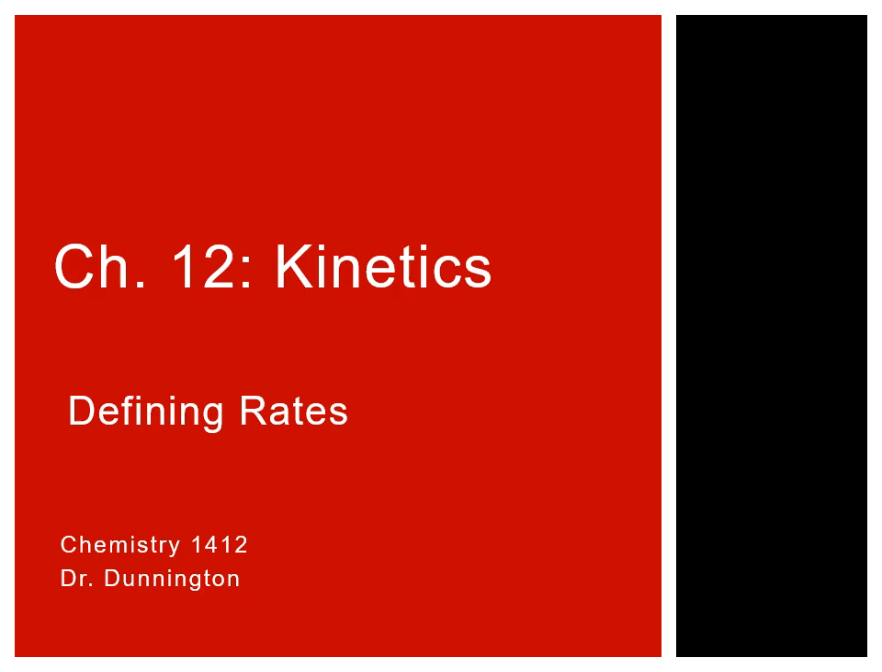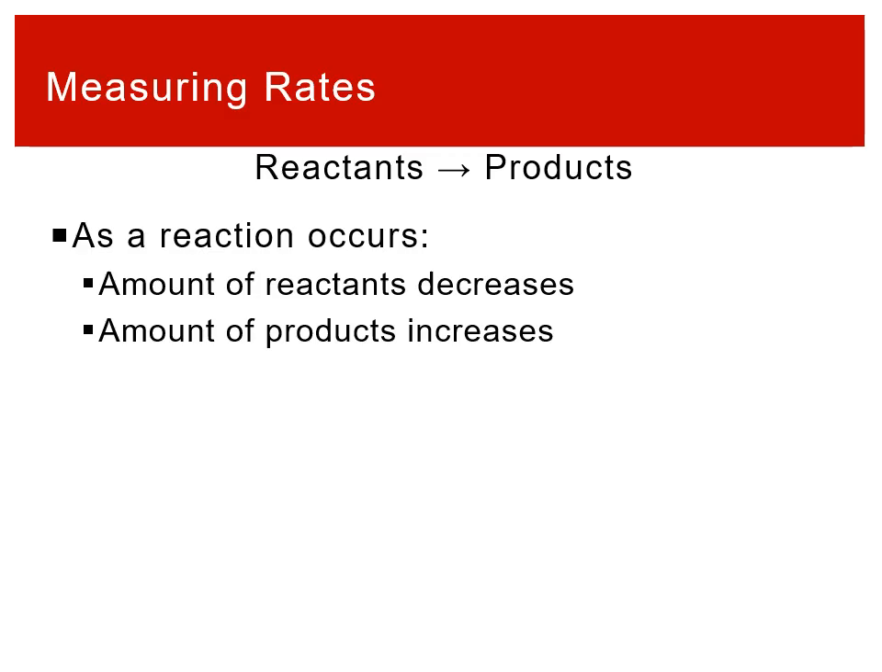Kinetics is concerned with the rate of chemical reactions. So the first thing we want to do is talk about how we define a rate, how we characterize how fast a reaction is occurring. So we know for every reaction, it's reactants becoming products.